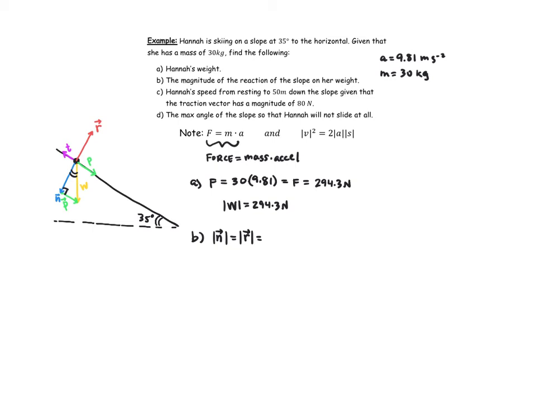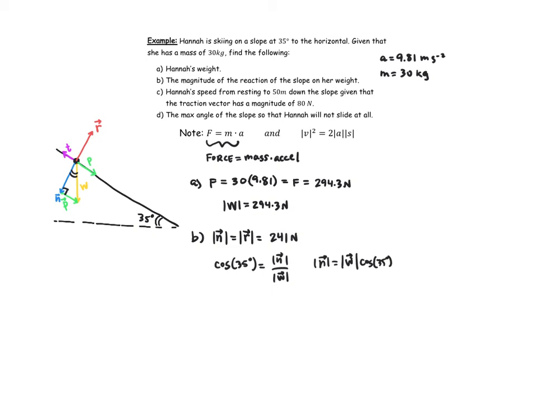Therefore, if I want to equate the vector N's magnitude to the vector W's magnitude, I could use a cosine function. So the cosine of 35 will be equal to the magnitude of N over the magnitude of W. Well, I know the magnitude of W, and I know the cosine of 35. Therefore, the magnitude of vector N would be equal to the magnitude of W given above, which was 294.3 newtons, times the cosine of 35. So the magnitude of vector N, which is equivalent to the magnitude of vector R, is going to go ahead and be equal to 241 newtons.